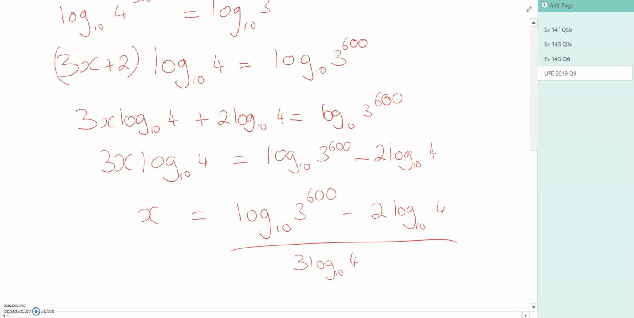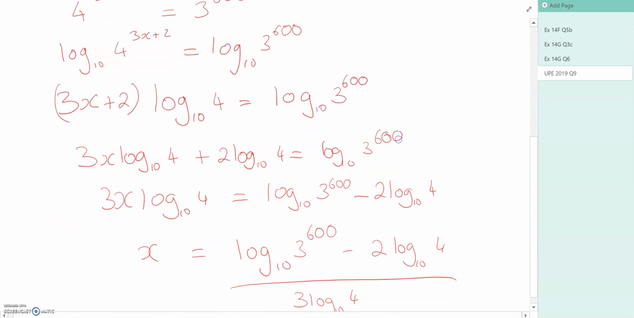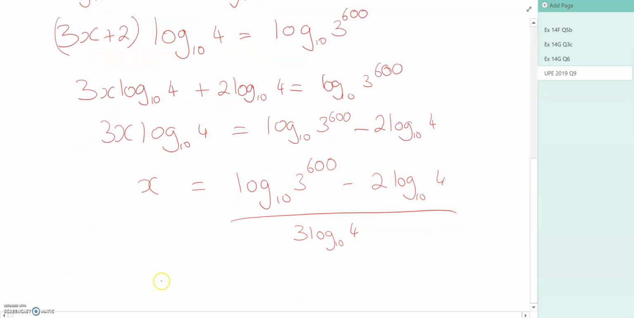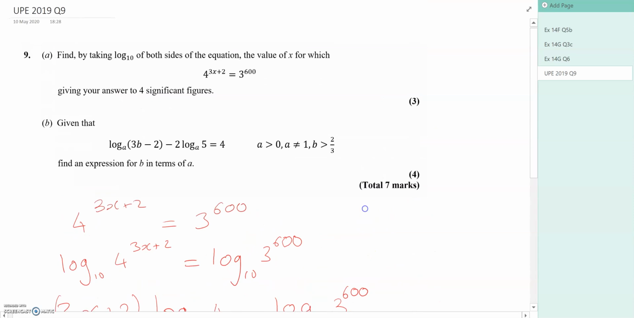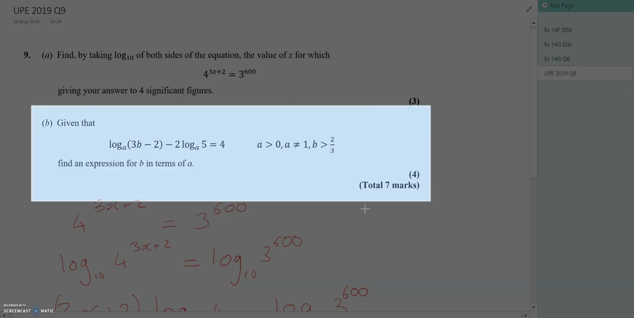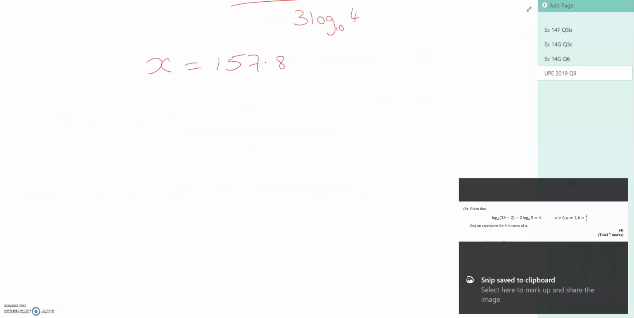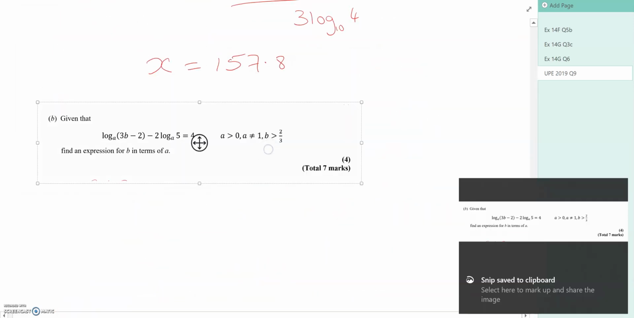And then what we want to do is we just want to put that in the calculator. Remember that the answer was meant to be given to 4 significant figures. So when you put that in the calculator, it should give you x is equal to 157.8 to 4 sig fig. Okay, right, now let's have a look at part B. Part B said, I'm just going to take this and put it lower down. So there we have it.